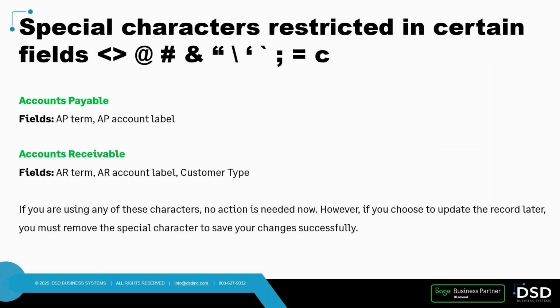We have a few restrictions on special characters. The example above, which is in bold, shows the special characters that have been restricted. If you attempt to save an AP term or account label which contains those special characters, Sage Intacct will display an error message. All you need to do to proceed is remove those special characters before saving the record.